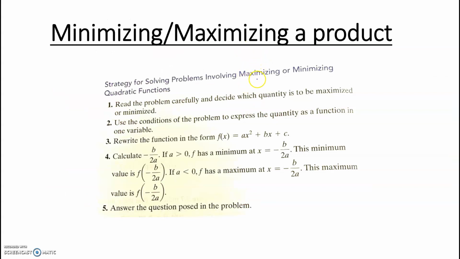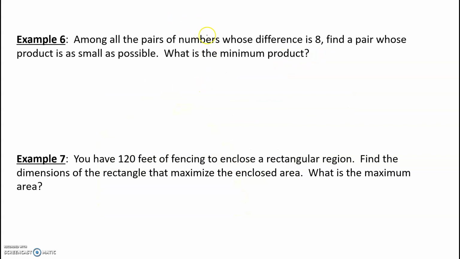You can also use minimums and maximums for products. So we're going to go ahead and try this out. This says find a pair whose product is as small as possible. Product means multiply, so we're just going to say the product is x times y. All right, we need a pair of numbers. They also say the difference of those two numbers is 8. So if I subtract them, I should get 8.